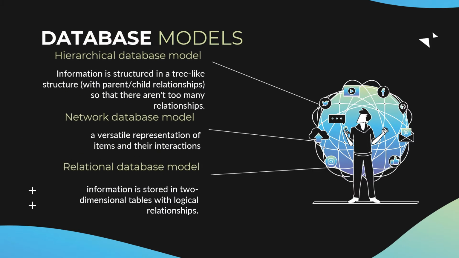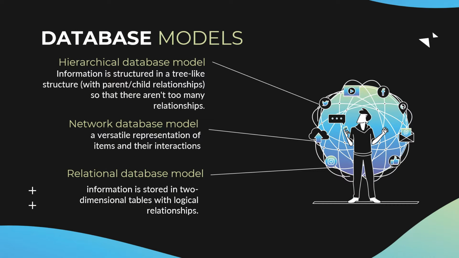Here, we can see there are three types of database model, which are the hierarchical database model, the network database model, and also the relational database model. In the hierarchical database model, the information is structured in a tree-like structure with parent-child relationships. While the network database model is a versatile representation of items and their interactions. And for the relational database model, information is stored in two-dimensional tables with logical relationships.